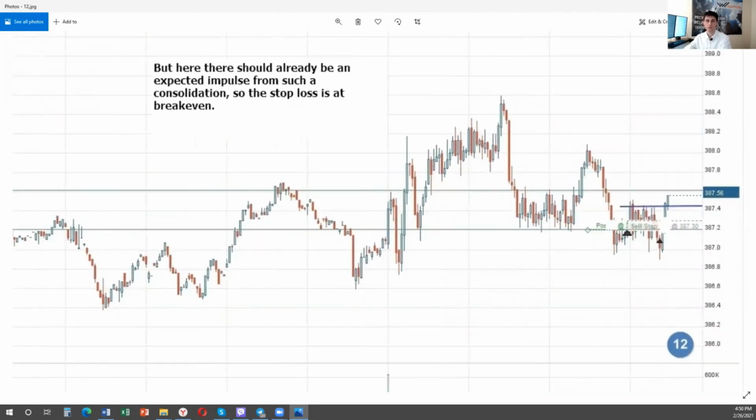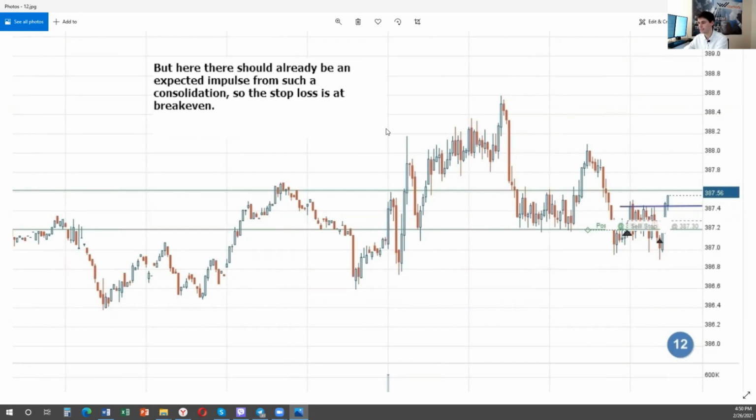Picture 12. Here comes the expected impulse, which allows you to move the stop to break-even. By analogy with the deal on the technology index, a return to the entry point will already be highly undesirable and may create a new wave of pressure on the instrument. But there should already be an expected impulse from such a consolidation.